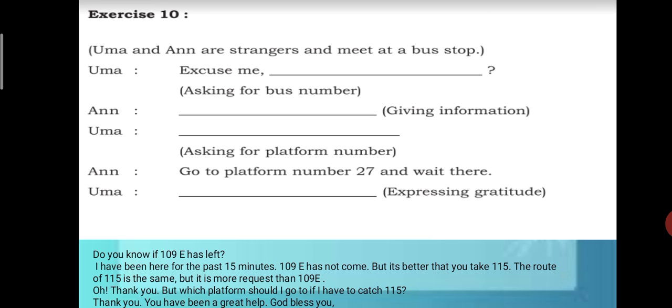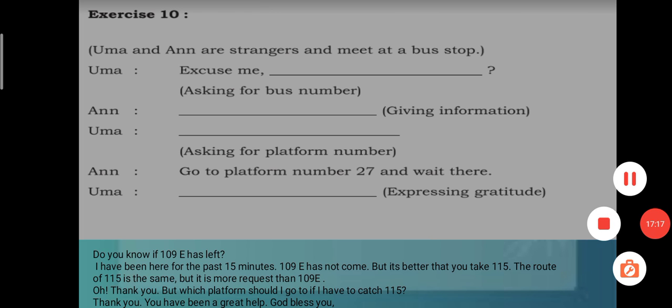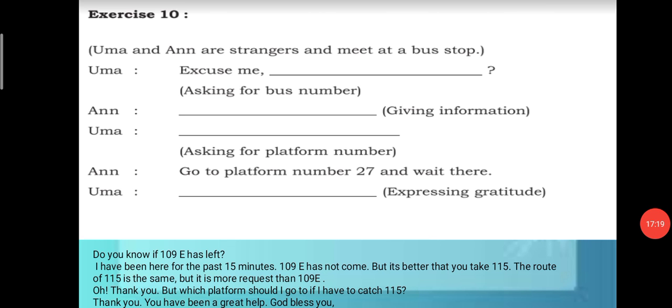Uma, thank you. You have been a great help. God bless you. Anne says, go to platform number 27 and wait there. So Uma says, thank you. You have been a great help and God bless you. So they are ending with gratitude.